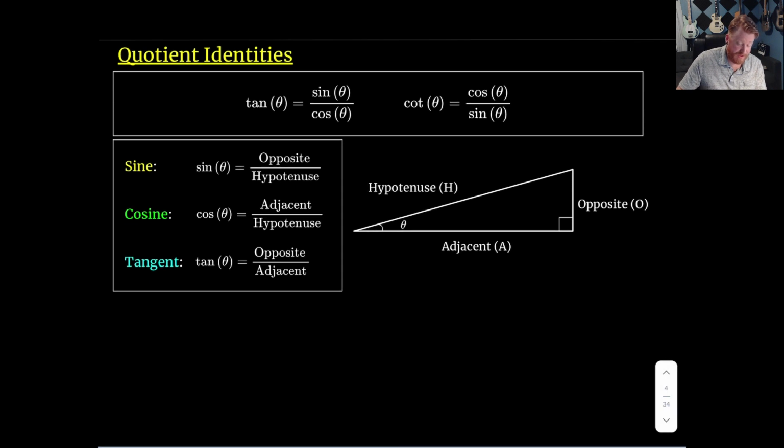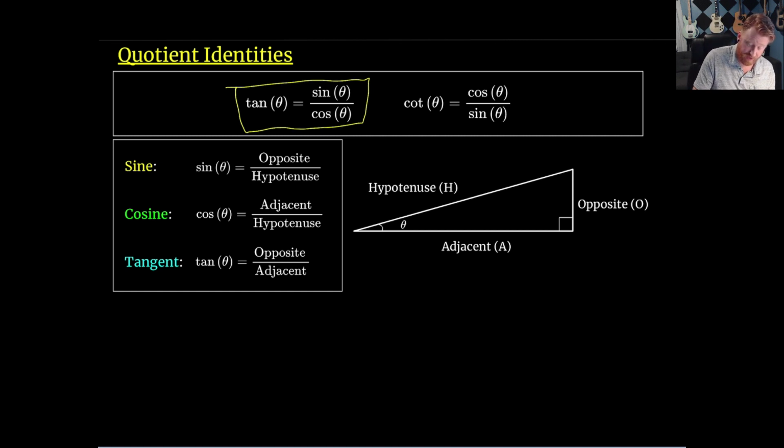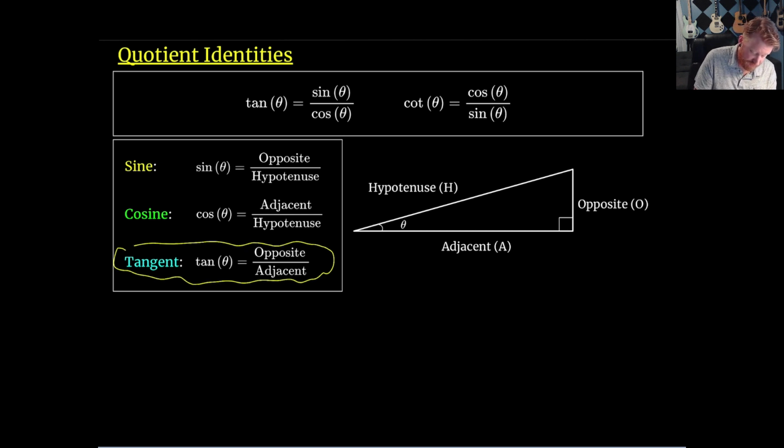Next here we have the quotient identities, and this says that the tangent of theta can be written as the sine of theta over the cosine of theta, and the cotangent can be written as the cosine of theta over the sine of theta. Since we know from the previous slide that the tangent and cotangent are reciprocals of each other, all we need to do is show one, and then we'll get the other one for free. So let's look at the tangent side here, and we know that tangent is defined to be the opposite side over the adjacent side. So we can do something similar to what we did before, and use that relationship to show that the tangent of theta is equal to the sine of theta over the cosine of theta.